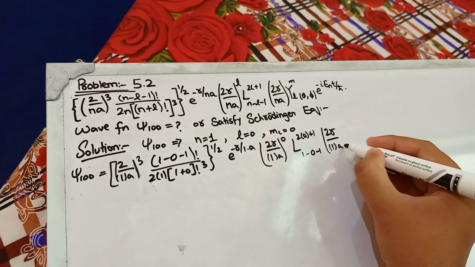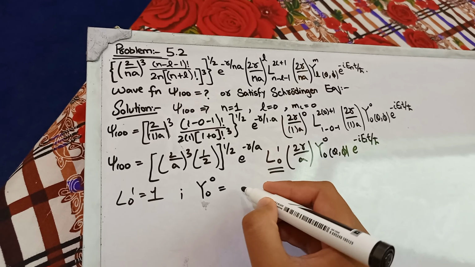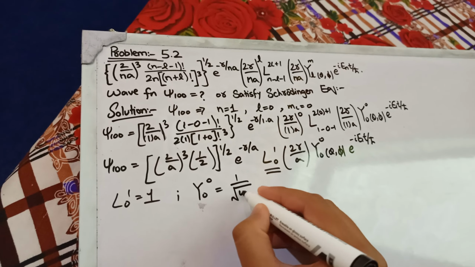After doing that, your result becomes (2 by a)^3 whole power 1 by 2, e power minus r by a, L_0^1, which becomes 1, and with this 2r divided by a, and Y_0^0 function of theta phi, e power minus i E1 t divided by ħ. Now you know that the value of L_0^1 is basically equal to 1, whereas Y_0^0, which is the spherical harmonic, equals 1 by under root 4 pi. These are the constants.